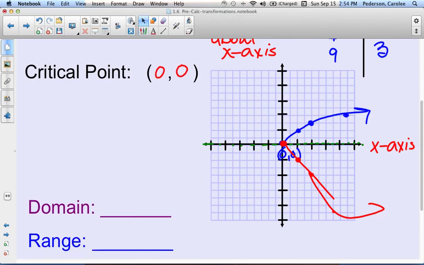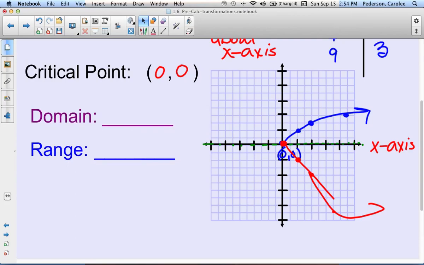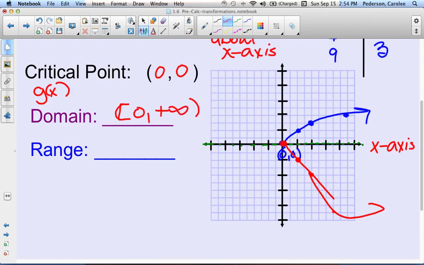If we ask for the domain and range of this red function, which we call g of x, the domain will be from 0 to positive infinity. Our range will be starting at 0 and going to negative infinity. So we should say negative infinity to 0, or y is less than or equal to 0.